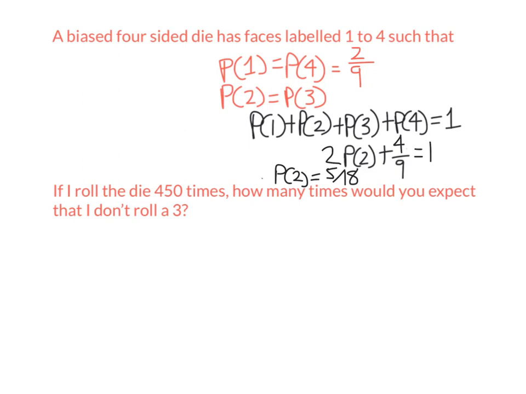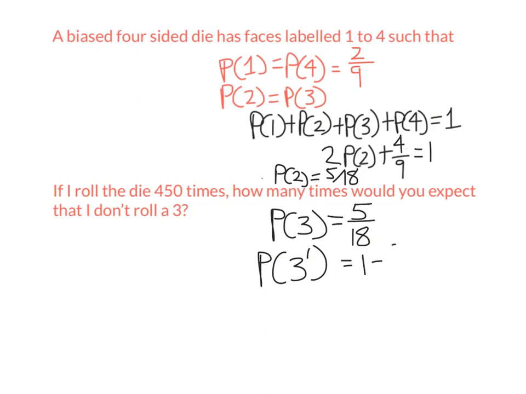So if I roll the die 450 times, how many times would I expect that I don't roll a 3? Probabilities adding to 1 can also be very useful when you're trying to find the probability something doesn't happen. I just figured out in the previous example, the probability of a 2 is 5 over 18. So the probability I roll a 3 is 5 over 18 because I was told that they were equal. So the probability I don't roll a 3, I write it like this. This dash means not. The probability of not getting a 3 is just 1 minus the probability I do get a 3, which is 13 over 18.